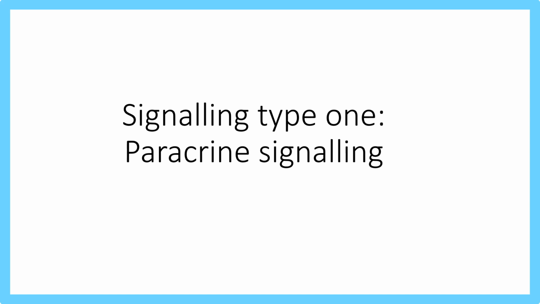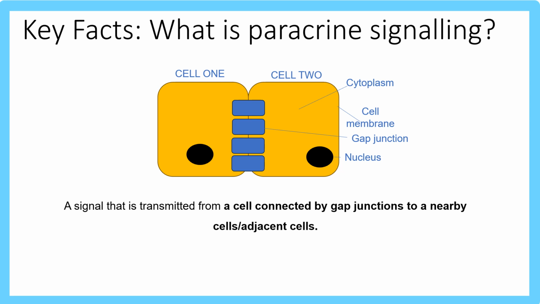So let's begin with paracrine signaling. What is paracrine signaling? Paracrine signaling is when a signal is transmitted within adjacent cells, and it passes through the gap junctions. If we look at this image, you have cell 1 and cell 2. You will have the blue in the middle, that's the gap junctions. The gap junctions are what connect one cell to another.